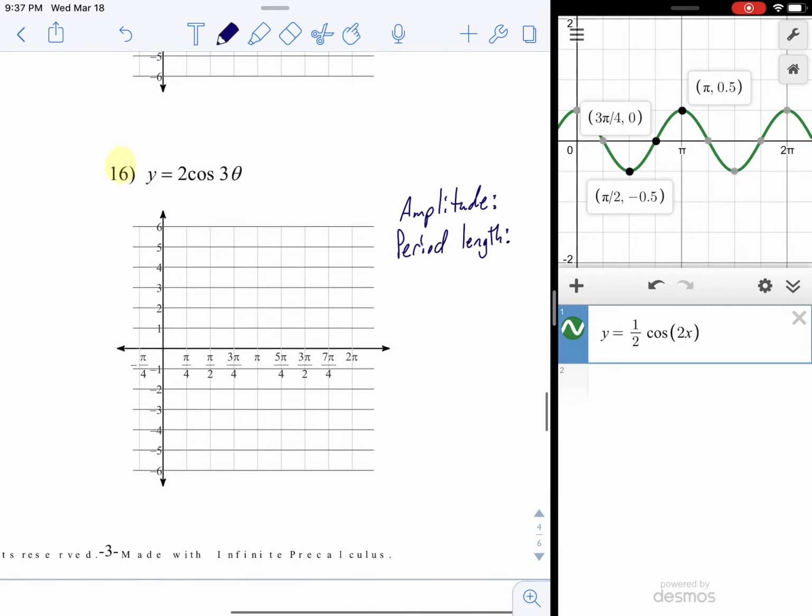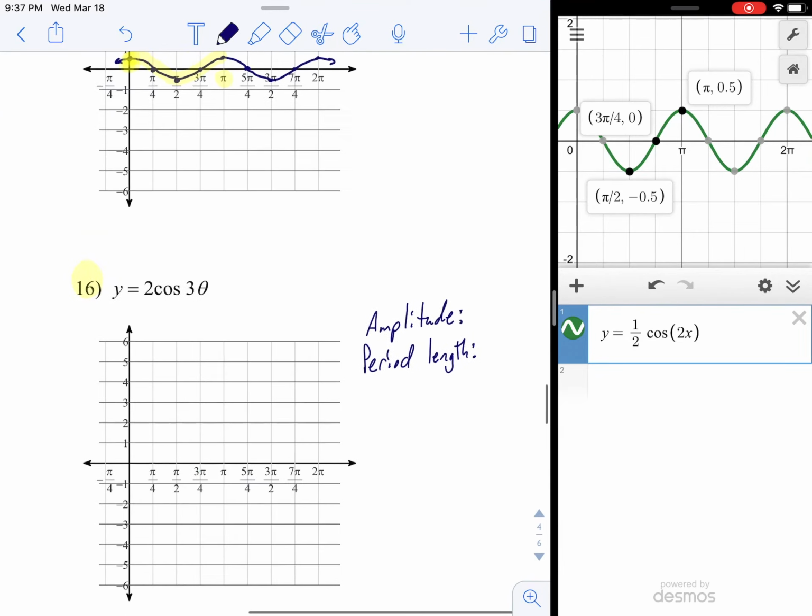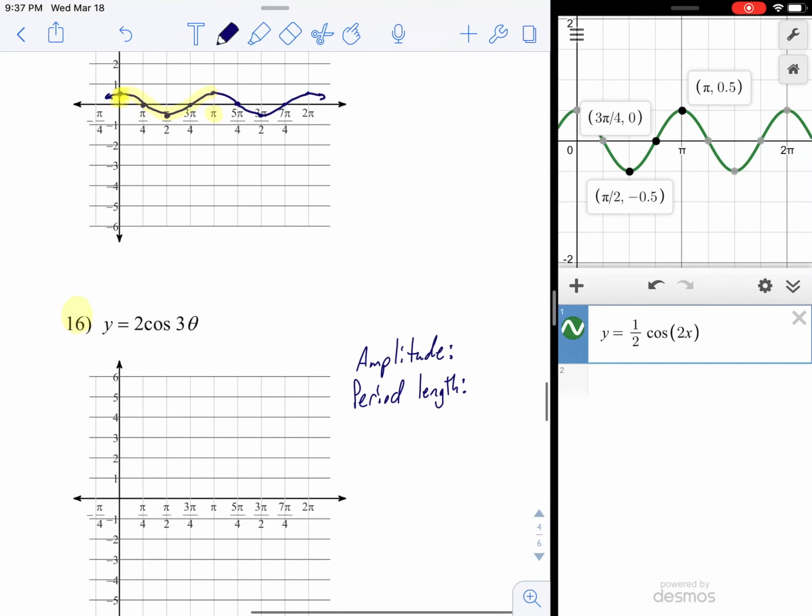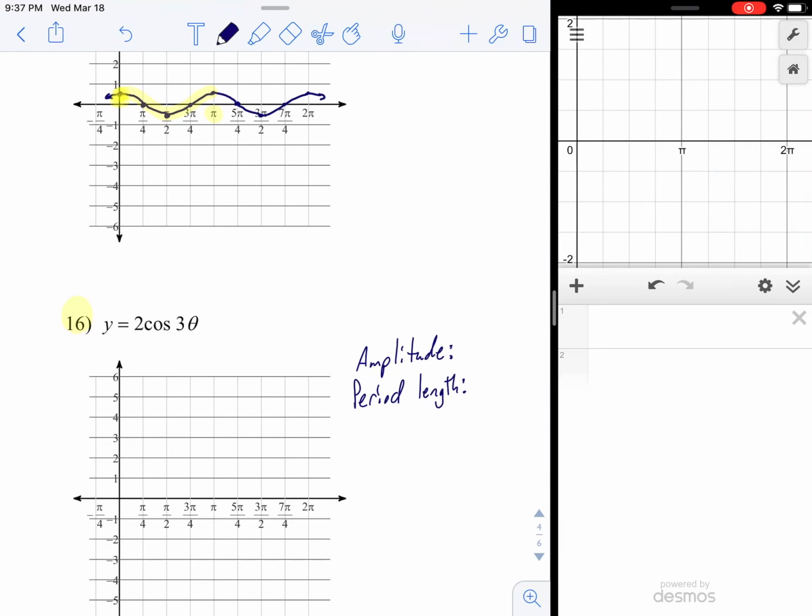Okay, how are we doing here? Are we close to being... Oh, yes, we're almost to the answer key. Number 16. Now, look at number 16. Can you make any predictions?